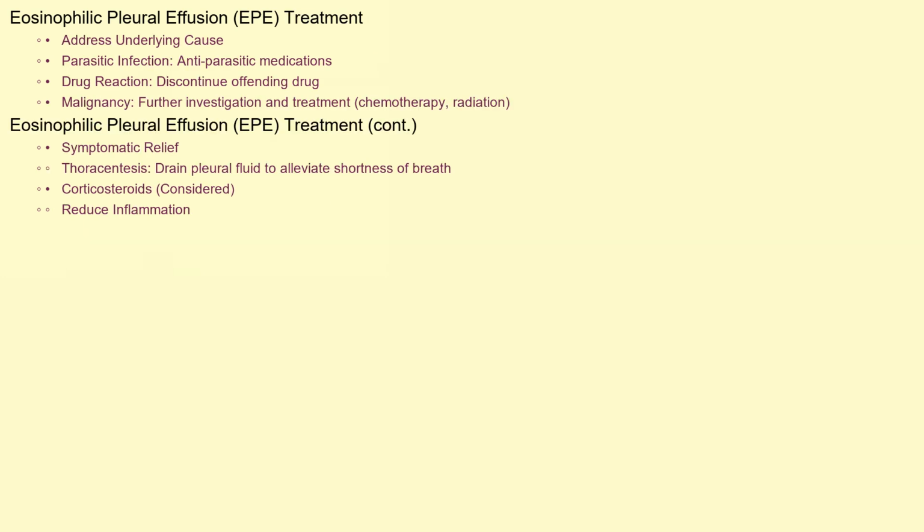The treatment and management of eosinophilic pleural effusion are primarily focused on addressing the underlying cause. For example, if the EP is caused by a parasitic infection, anti-parasitic medications will be prescribed. If it's a drug reaction, the offending drug should be discontinued. In cases where malignancy is suspected, further investigations and treatment, such as chemotherapy or radiation therapy, may be necessary.